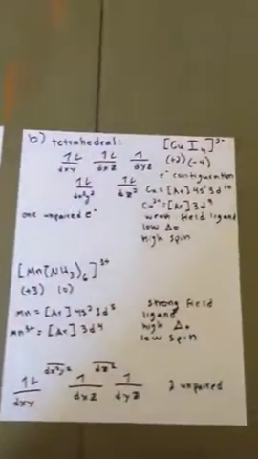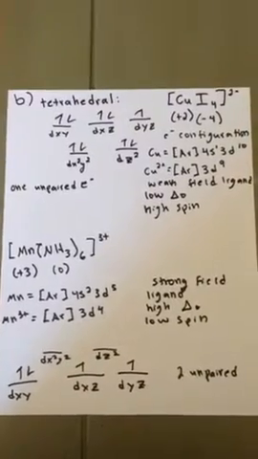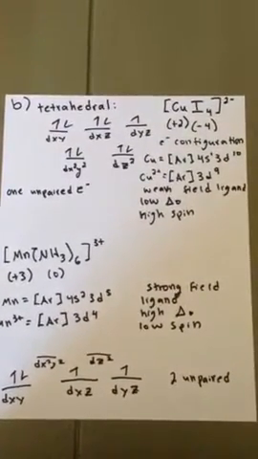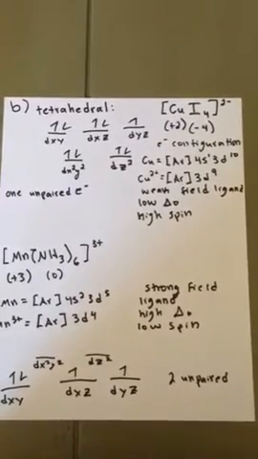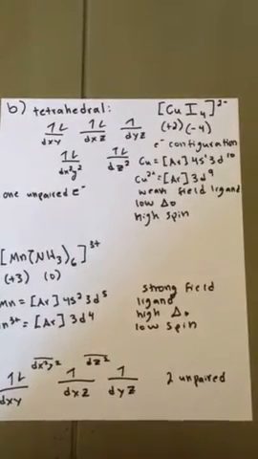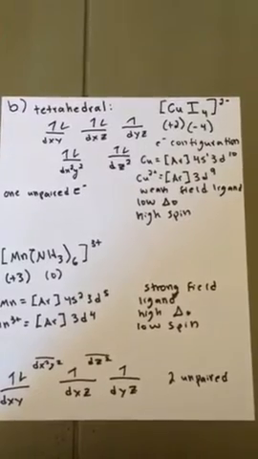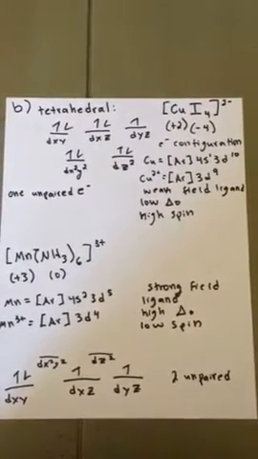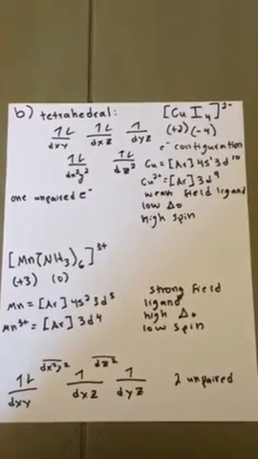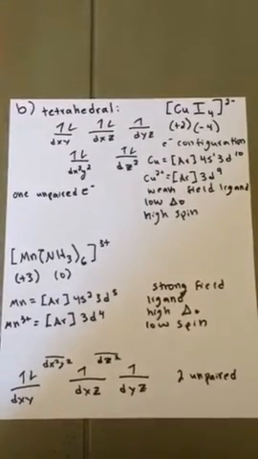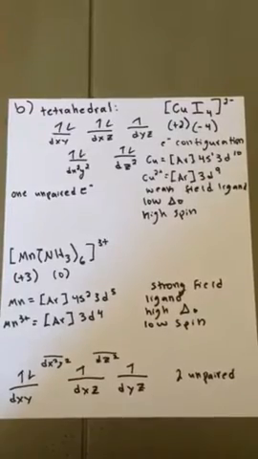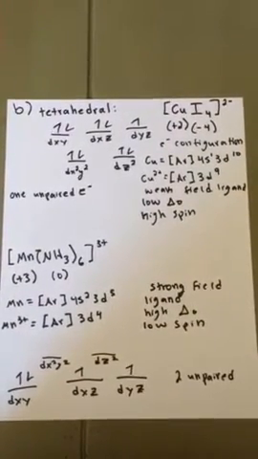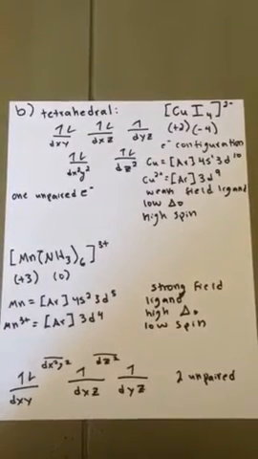Now for part B, we're going to start the same way, and we're going to find the oxidation state of Cu. Now we know I has a -1 charge, so if there's 4 of them, it's going to be -4. And to get to the overall 2-, we need Cu to have a +2 oxidation state. Now looking at the electron configuration of Cu, it is [Ar]4s1 3d10, and then if we take away 2 electrons, it's going to get rid of the 4s electron first, and we are left with [Ar]3d9.